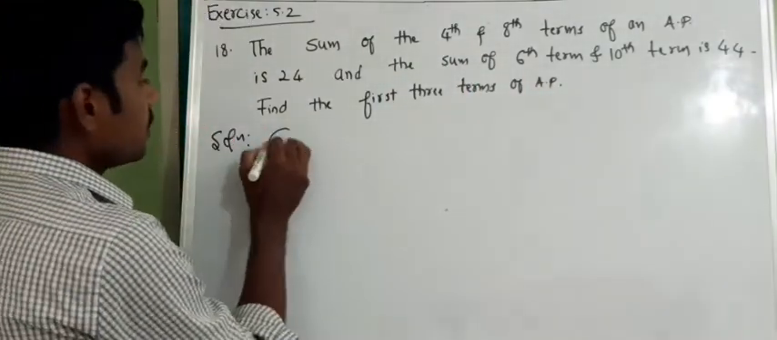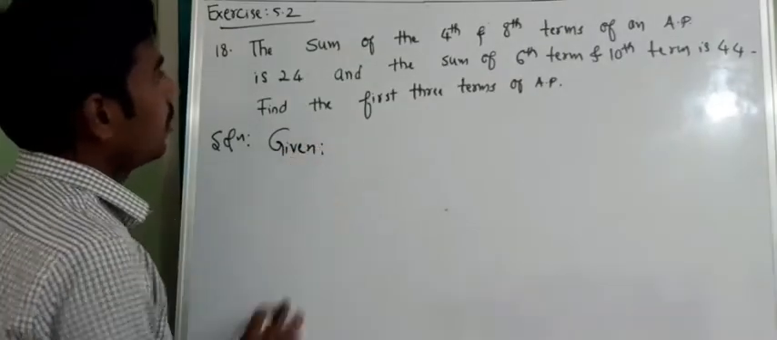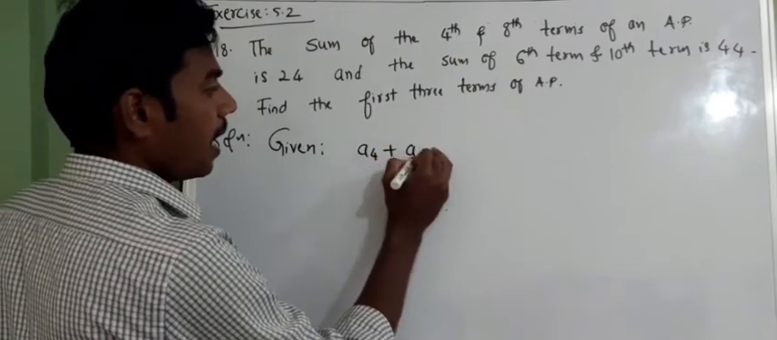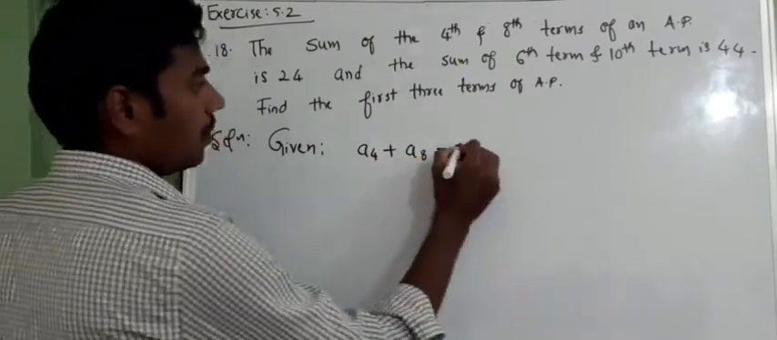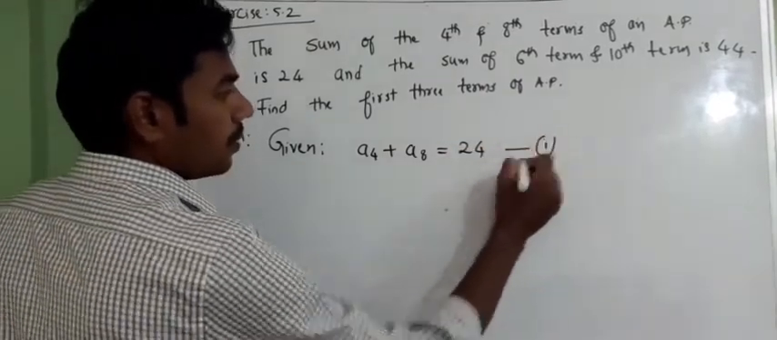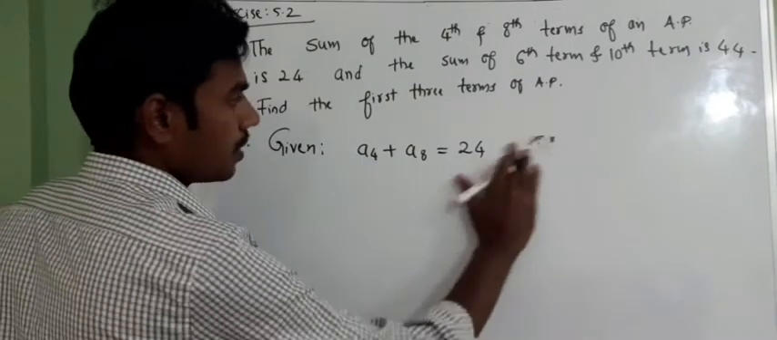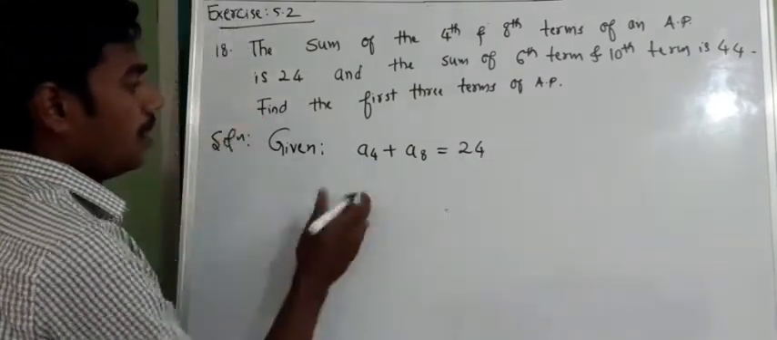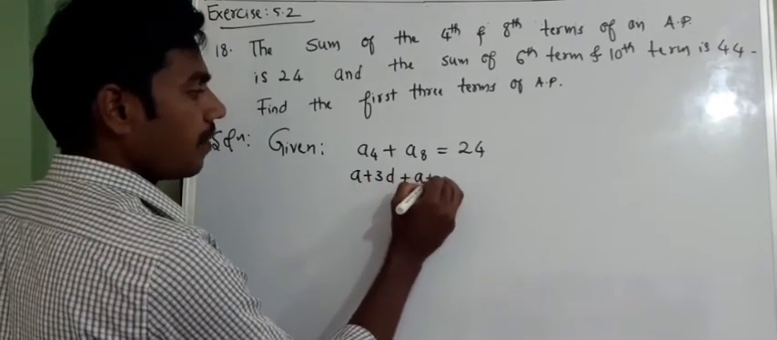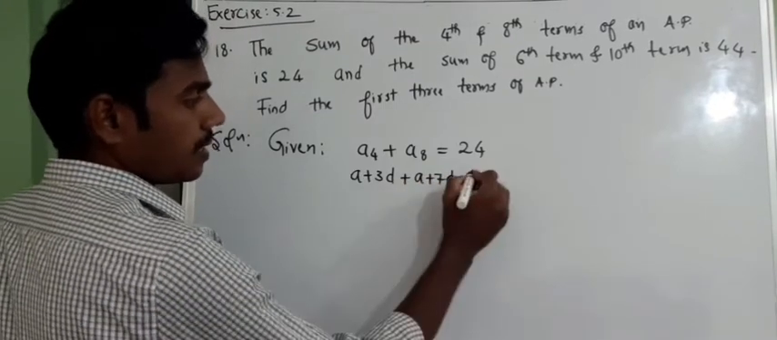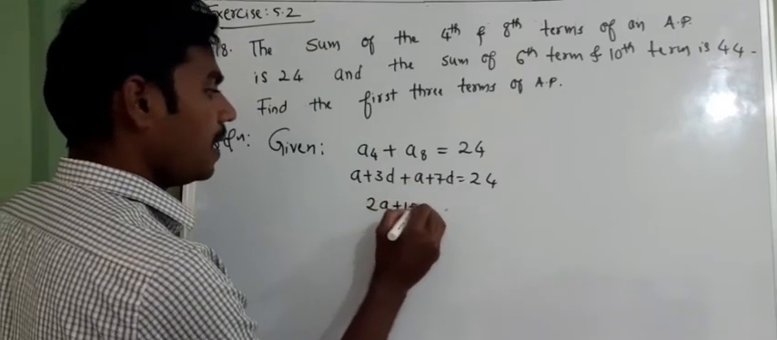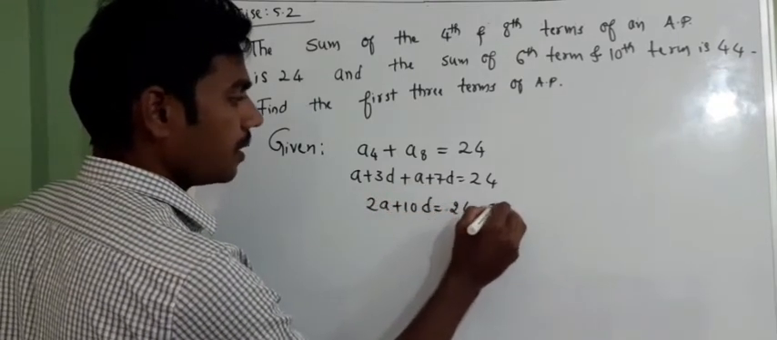So what is given to us? The sum of the 4th and 8th term, that is A4 plus A8 is equal to 24. We will extend it: A plus 3D plus A plus 7D, since A8 can be written as A plus 7D, is equal to 24. Or else 2A plus 10D is equal to 24. I'll call it equation 1.